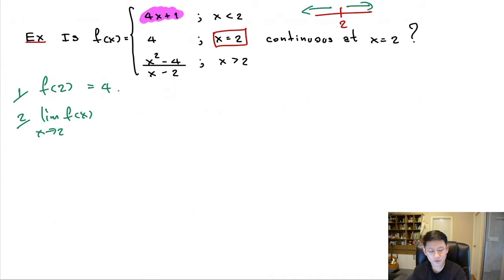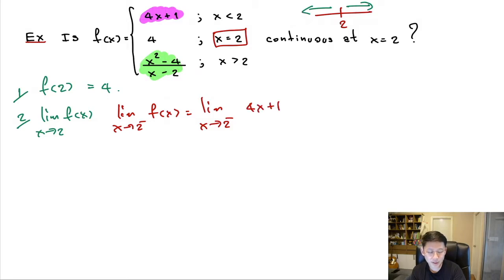Right? So it's a bit different from the previous one, because here when x is less than 2, we have one case, and when x is bigger than 2, we have another case. So for this one, we need to consider the limit as x approaches 2 from the left-hand side of f(x), which is the limit as x approaches 2 from the left-hand side of 4x plus 1, which is 4 times 2 plus 1, which is 9.